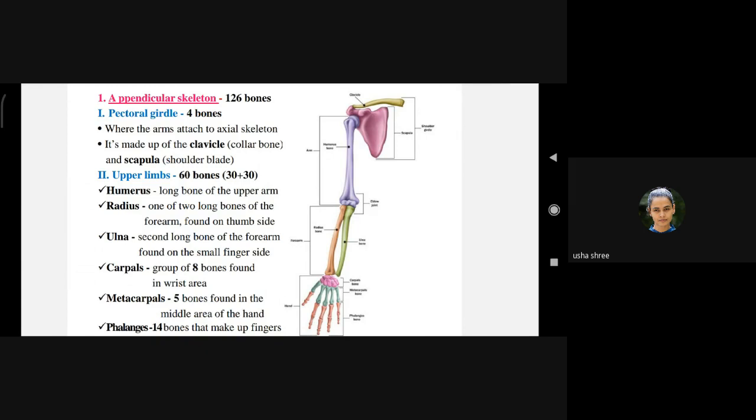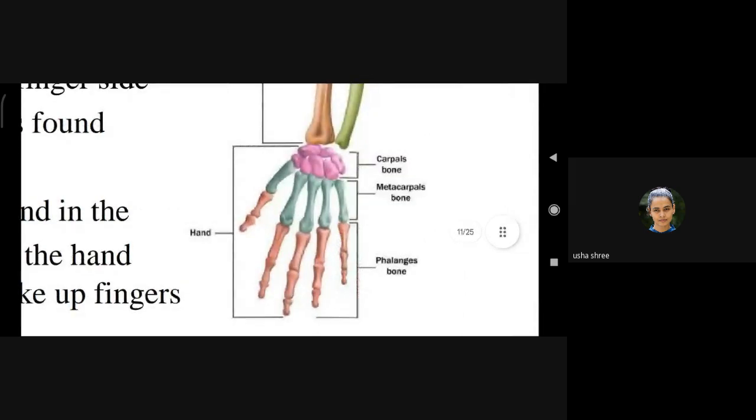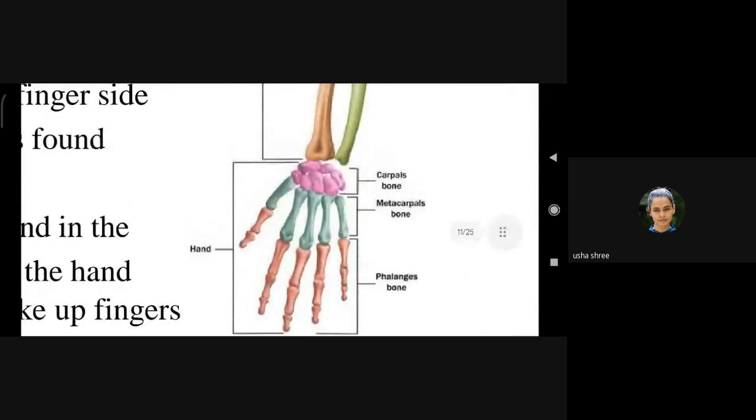Next are the carpal bones. Carpal bones are a group of 8 bones found in the wrist area. You can see here, depicted in pink, the carpal bones and how they are projected in the human body.